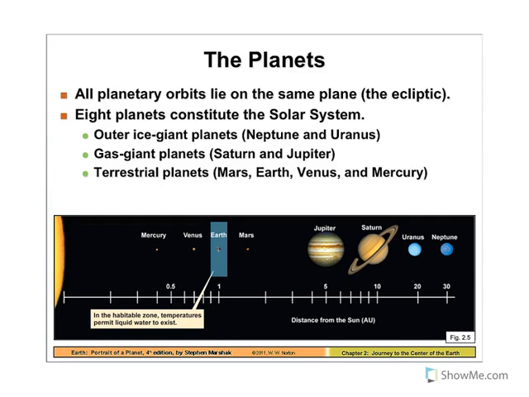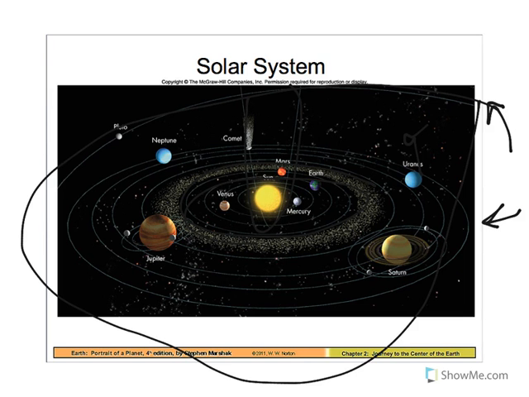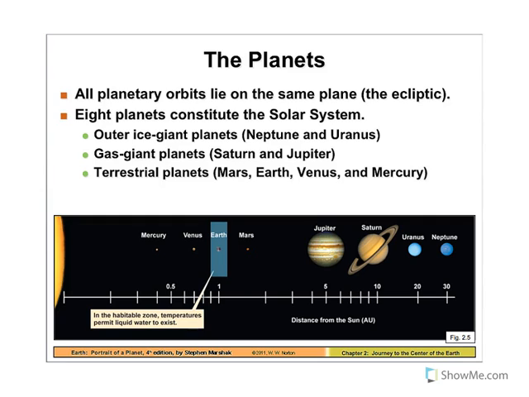So let's talk about the planets. As I mentioned before, all of our planets lie in the same plane, and we call that the plane of the ecliptic. So the person that drew this picture didn't just draw it nice and even because it looks good. That's truly how the planets rotate around the sun. We have 8 planets in our solar system. The first 4, Mercury, Venus, Earth, and Mars, are called terrestrial planets.